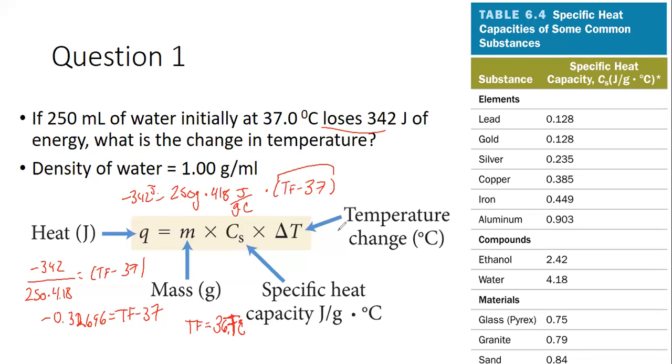Let me just double check. While I double check, questions about that? 342 over 250 times 4.184. Yeah, it should be roughly 36.7.